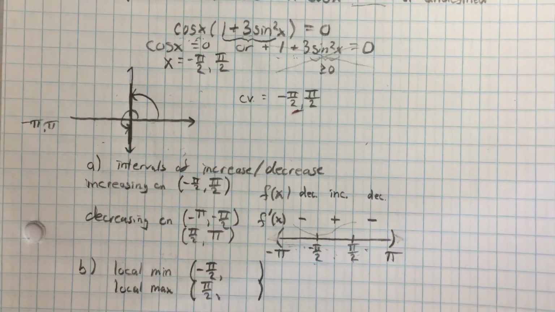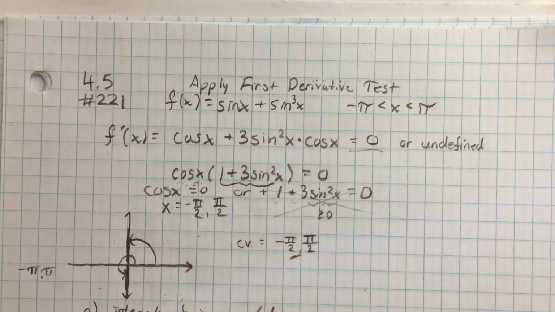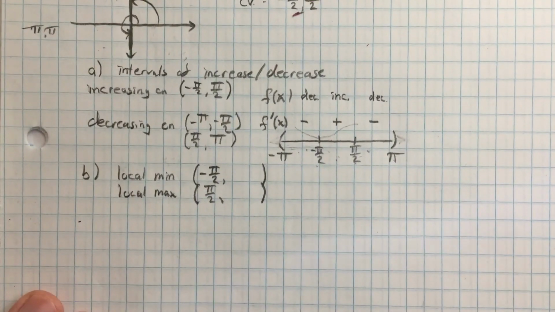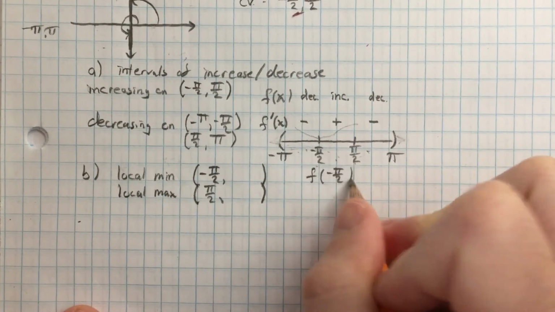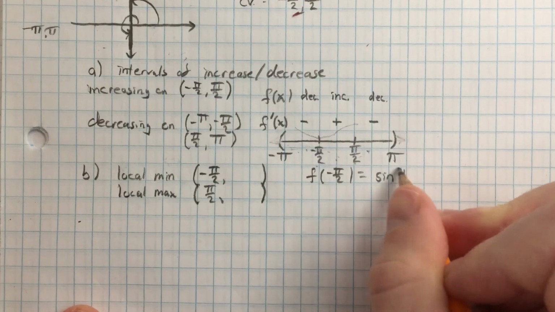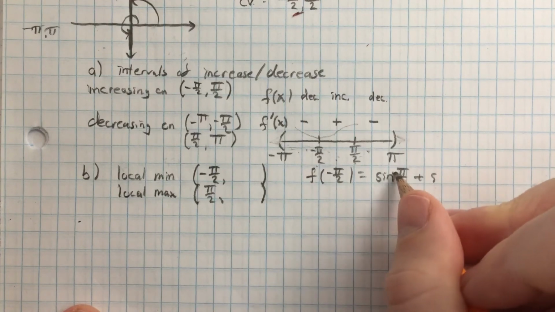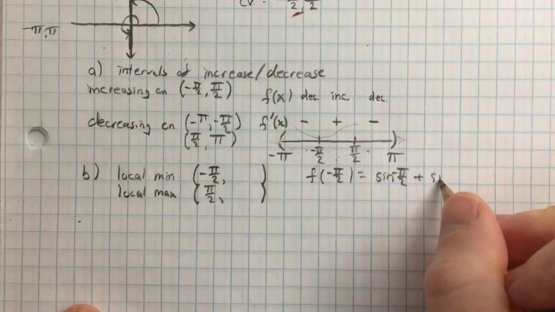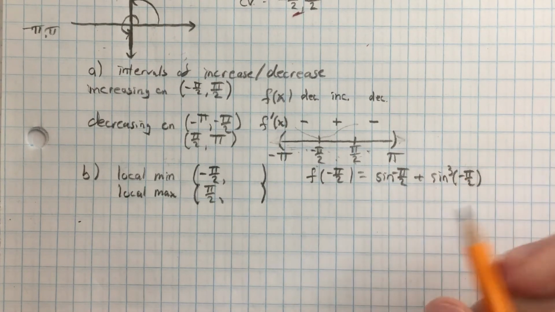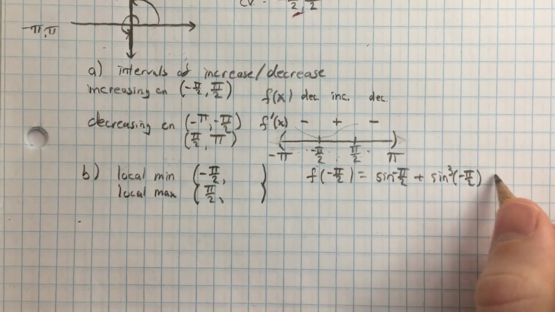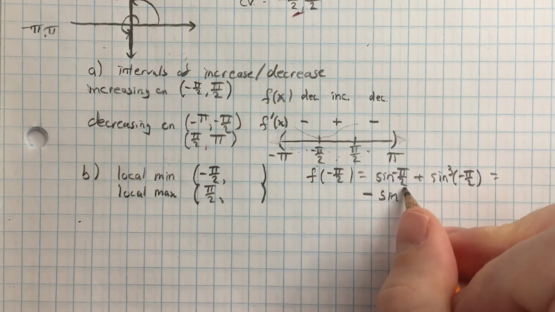We just plug them back into the original function, which was sine x plus sine cubed x. So f of negative pi on 2 will be sine of negative pi on 2 plus sine of negative pi on 2, cubed. Okay. You can take the negatives out of all these, right? So it'll be negative, because the sine function is an odd function. It makes it easier to deal with a little bit.